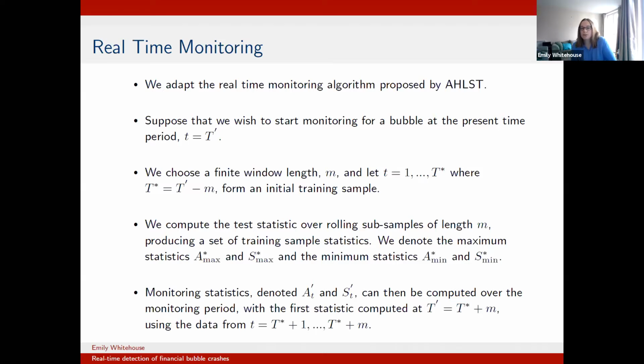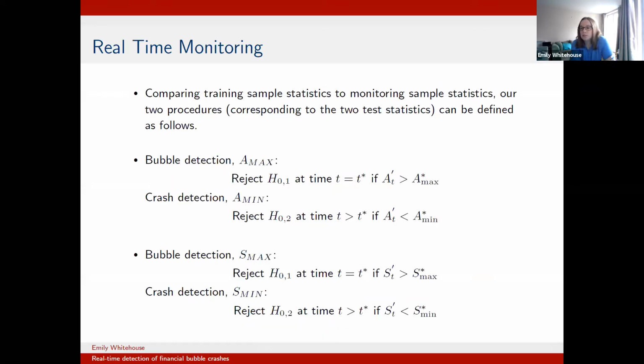And then our first monitoring statistic is going to be computed using the data from t star plus 1 up to t star plus M today. And to make decisions about our hypotheses, we just want to compare our monitoring statistics to the critical values that we got from the training sample. So we can define our procedures as follows. If we focus on the A statistic first, you can see that for bubble detection, which I'm calling A max, we're going to reject our null hypothesis at some point in time if the monitoring statistic is bigger than the maximum we got from our training sample.